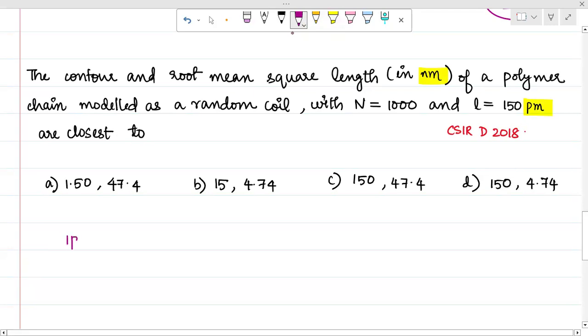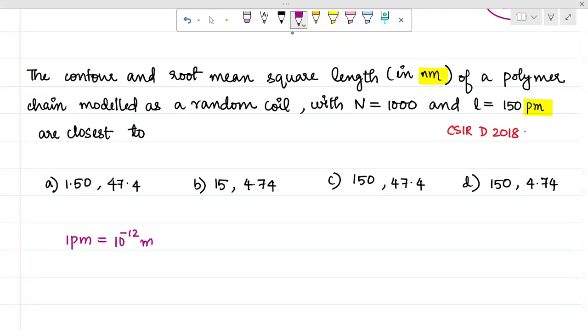What is 1 picometer equal to? 1 picometer is equal to 10 to the power minus 12 meters. And 1 nanometer is equal to 10 to the power minus 9 meters. So you should know this relation, otherwise you'll get it wrong. So let's start. What is given? N is given, 1000, correct? L is also given, which is 150 picometers.